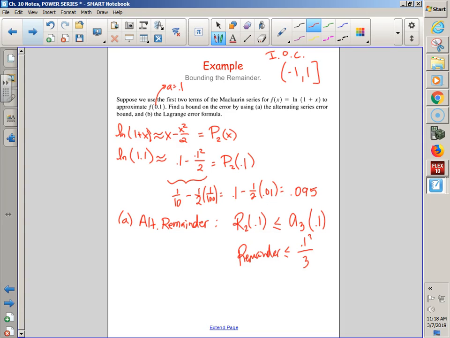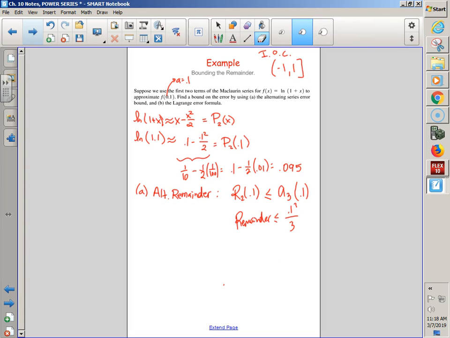Right. Because 0.1 is... does that make sense? We're not going to infinity. We're going to 0.1, which is okay because it's totally legal within our interval of convergence. 0.1 cubed divided by 3 would be 1/1000th. Anyway, we'll stop there. You guys can get me a decimal approximation.